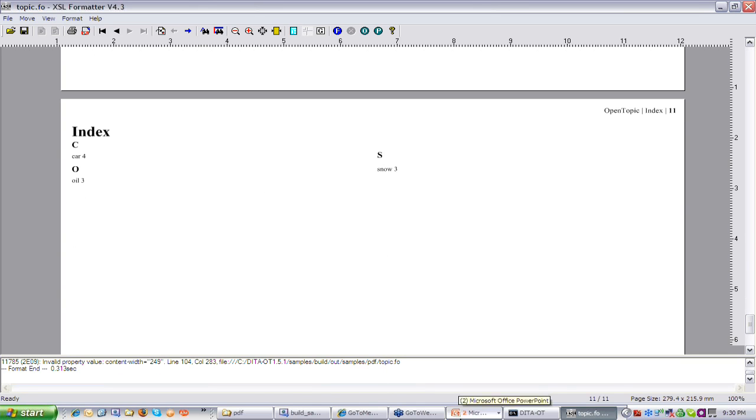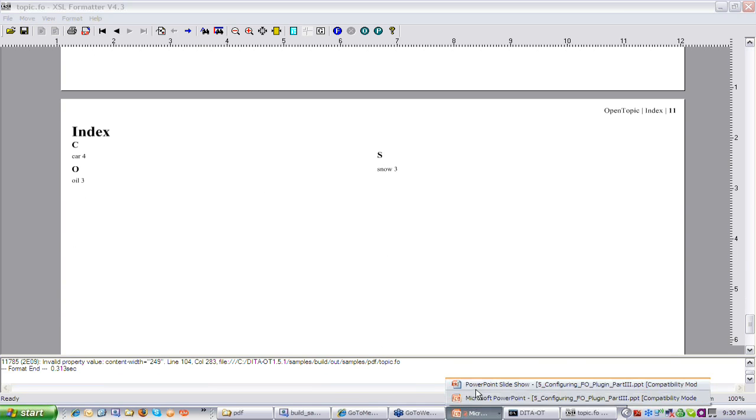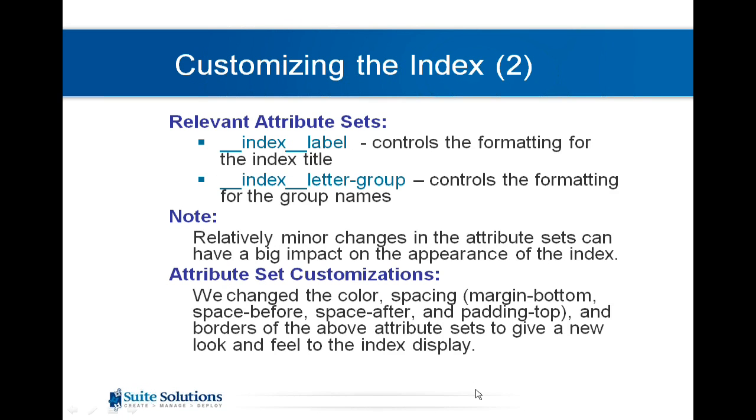So how can we make this look a little bit better? We're going to go to the index files, and we're going to change a couple of attribute sets. The relevant attribute sets for our purpose: there's one called index label, which controls the formatting of the index title, and there's one called index letter group, which controls the formatting of the group names. The note I wrote here is that relatively minor changes in the attribute sets can have a big impact on the appearance of the index.